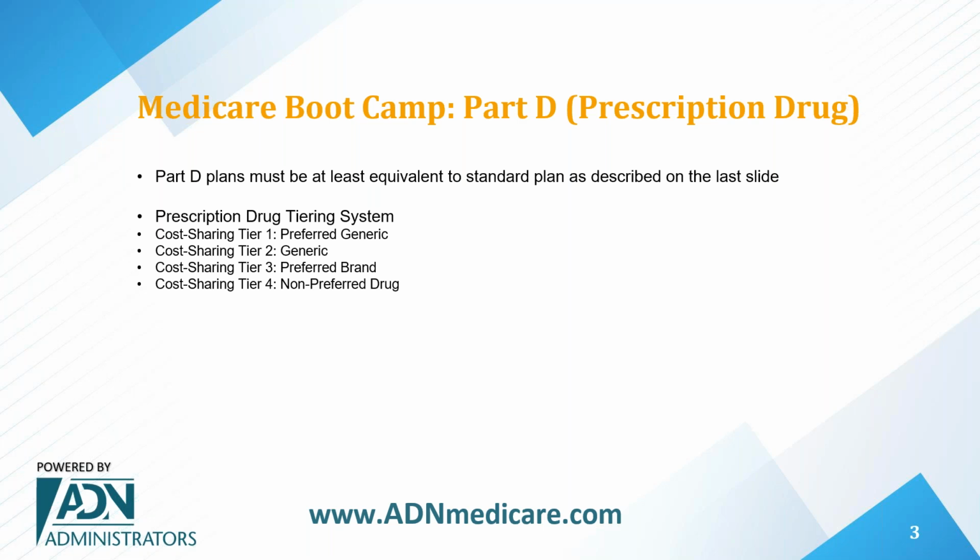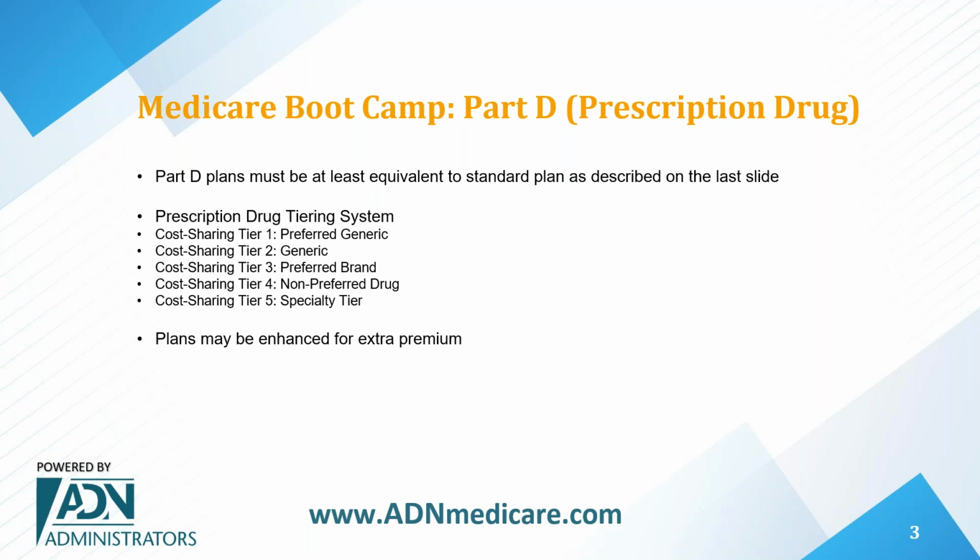And Tier 5, which is the specialty tier, is the highest tier. It contains the very highest cost brand and generic drugs, which may require special monitoring or special handling. Please remember that the same drug may be in different tiers based on the insurance company. ADN Medicare Solutions can help you find the right match for your specific prescription profile.